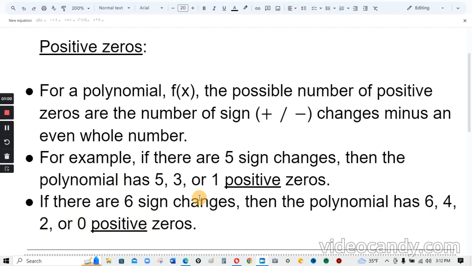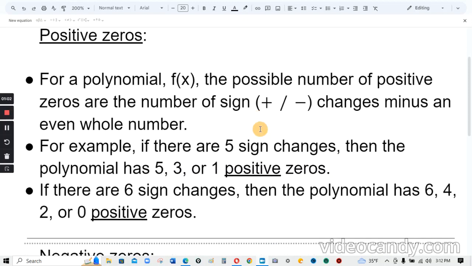So basically, we'll get to the examples in a minute, but you look at the number of plus-minus sign changes, okay? And however many sign changes there are, that's how many possible positive zeros there are, minus an even whole number. So if you count 5 plus-minus sign changes, you have 5, 3, or 1 positive zeros. If you count 6 of them, you have 6, 4, 2, or 0 positive zeros. All right, again, we'll get to the examples in a moment.